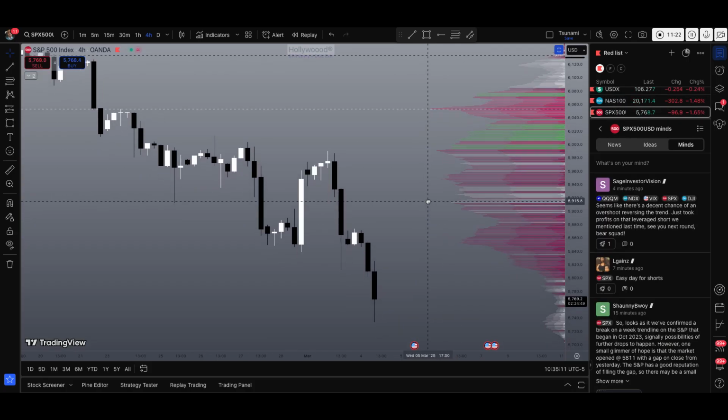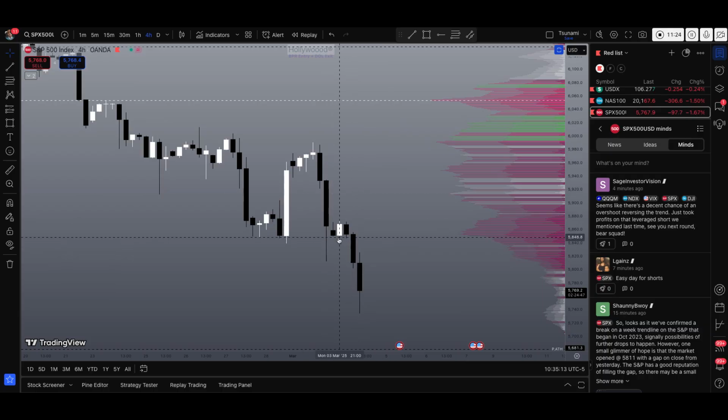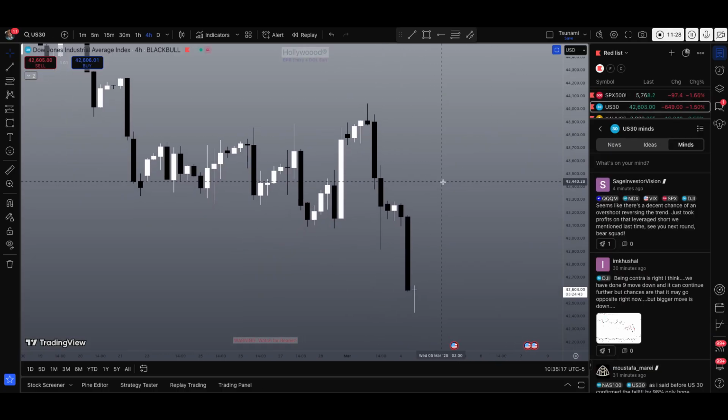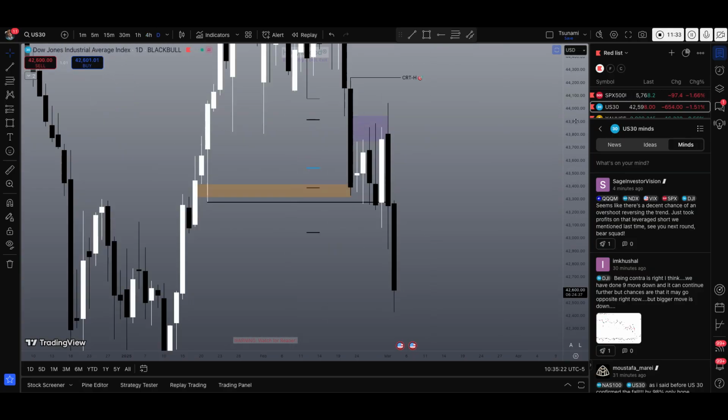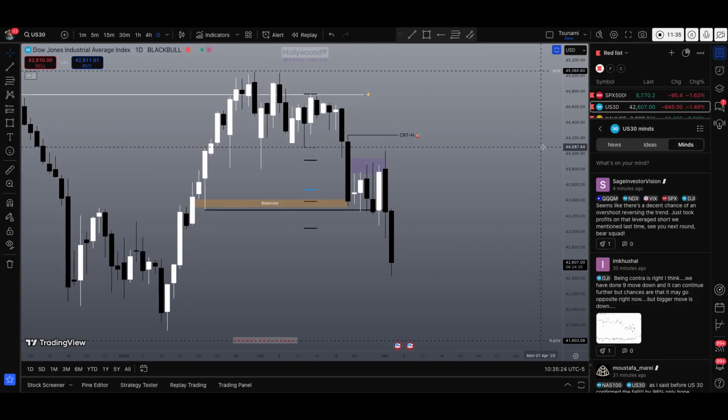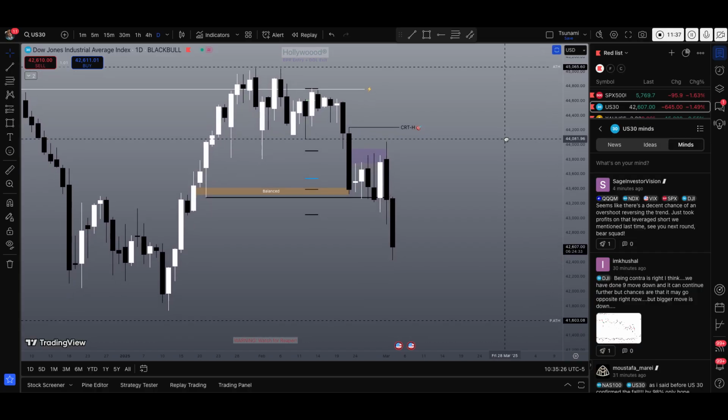Let's look at the S&P. Of course, the S&P follows the same type of narrative, and the Dow Jones is also going to be following this same type of narrative. This is a deep dive to start the week, so I'm going to go a little bit longer on this one just to show a little more.